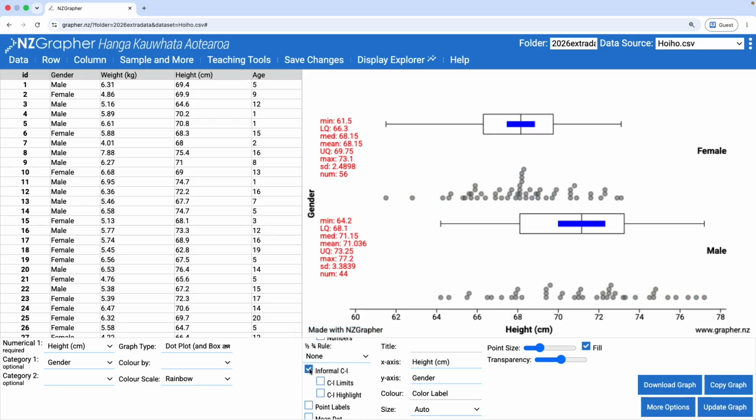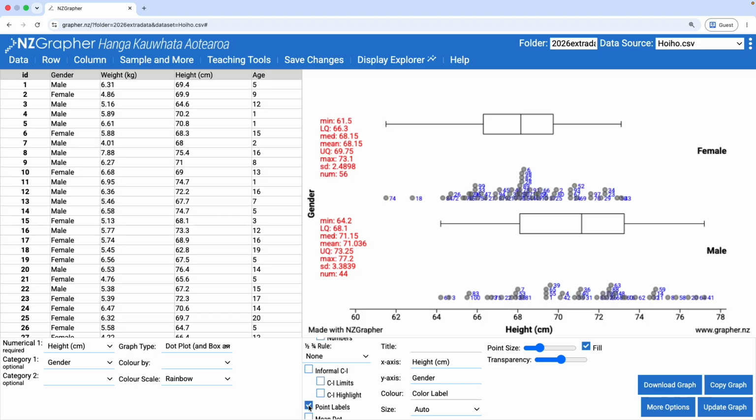And then we can get into the informal confidence intervals. So there's our informal confidence intervals that we'd want in year 12. The CI limits put the numbers at the end, and the highlight goes up and down so you can more easily visually see if there is an overlap there.